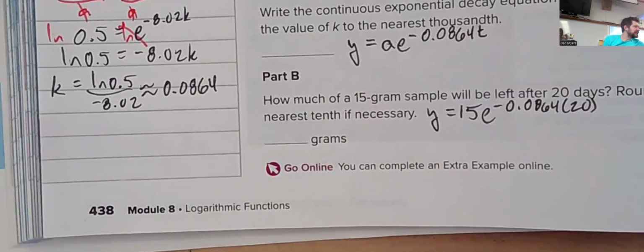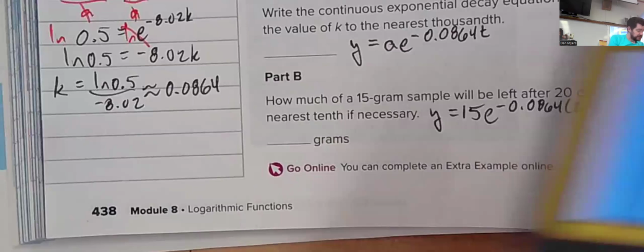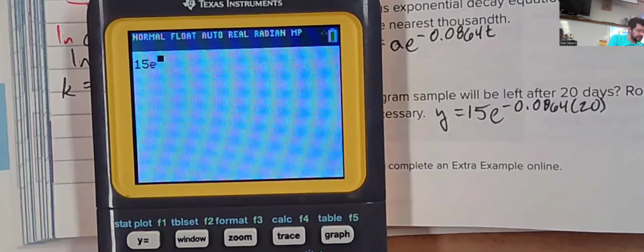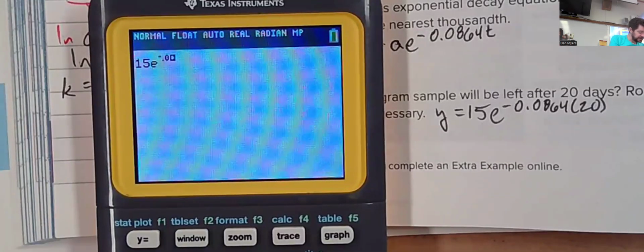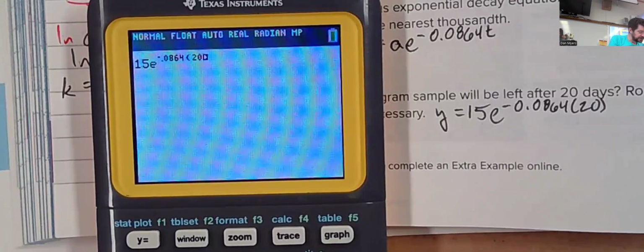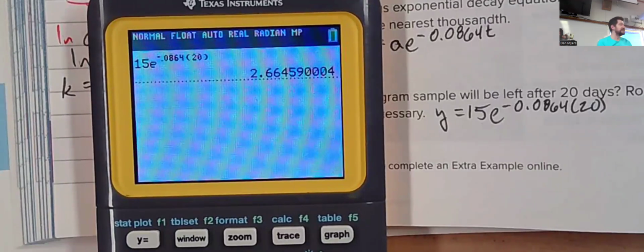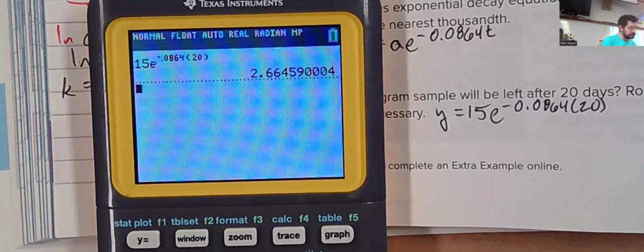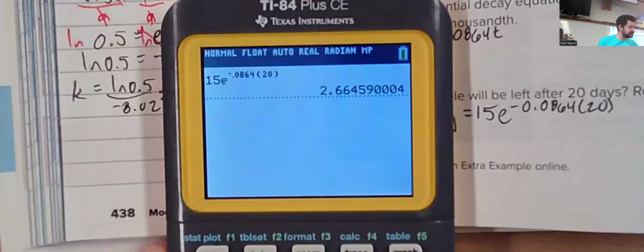I would say there's going to be less than a quarter of the original amount left, that would be my assumption. So less than 3.75. Let's see. 15 e to the negative 0.0864 times 20. Yeah, less than 3.75. So about, round to the nearest tenth, about 2.7.